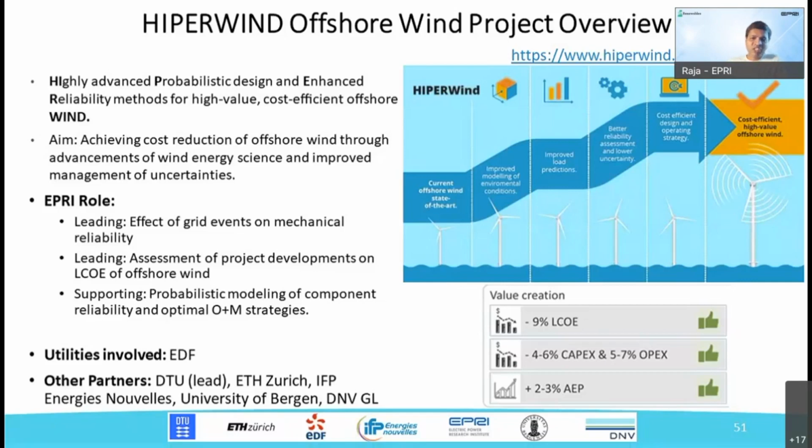And if you know the critical systems, then you can come up with better O&M strategies, reducing your overall O&M costs and LCOE. So at the high level, under Hyperwind, the goal is to reduce the LCOE by 9%, CapEx by 4 to 6%, OpEx by 5 to 7%, and increase production revenue by 2 to 3%. So with that, I'm going to invite Asger to talk about how we are achieving these goals and where we are now. Asger, please take over.